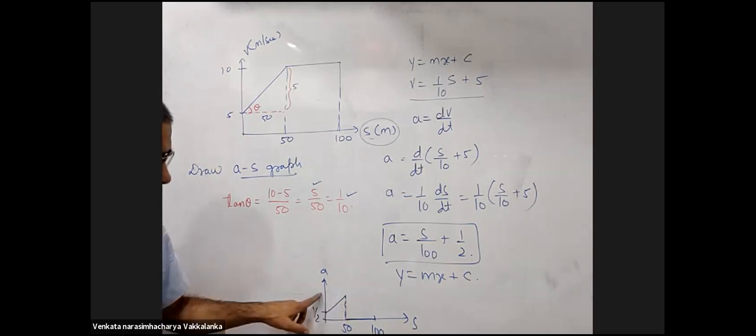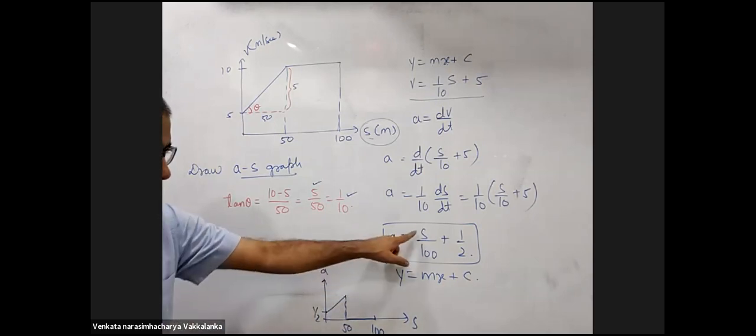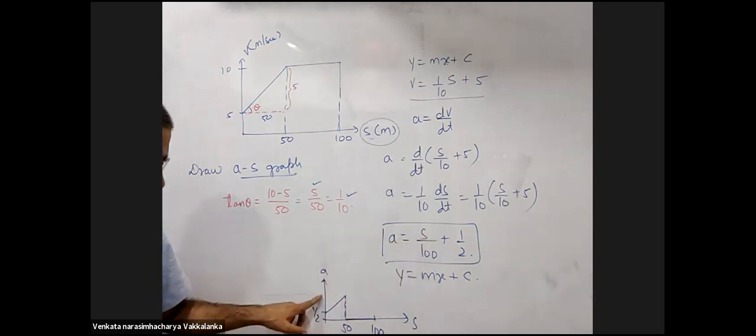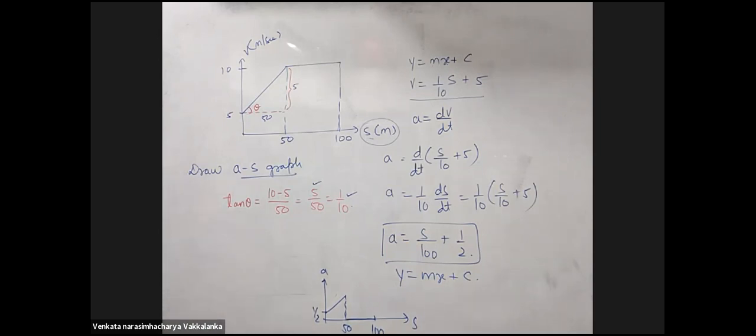Maximum acceleration you can calculate from here. Put s equal to 50. S equal to 50, you will get the acceleration. That's the maximum acceleration. So completed.